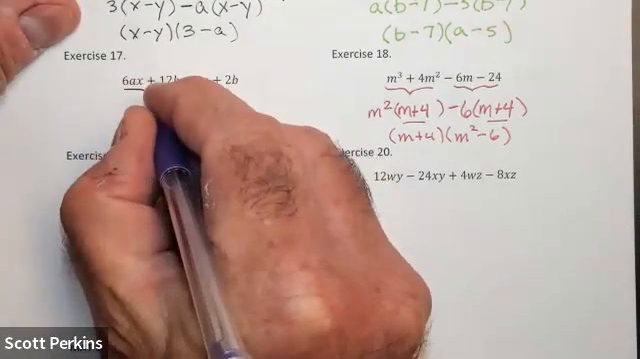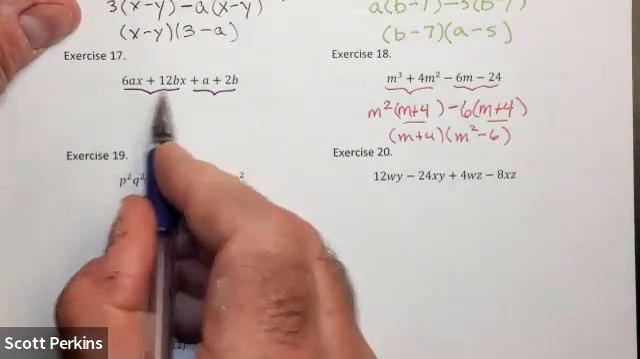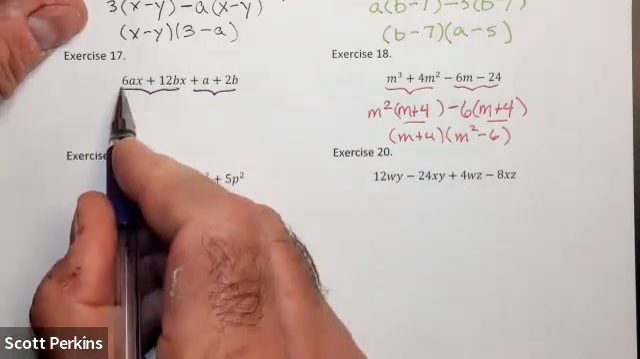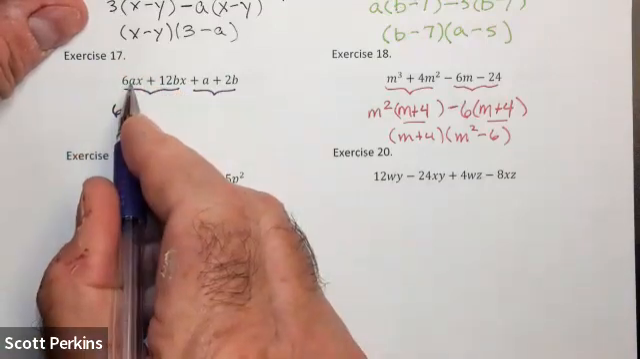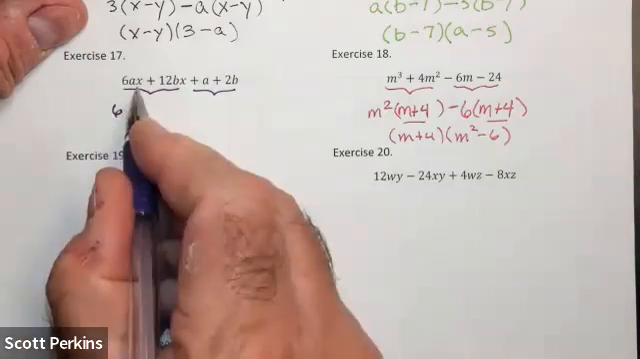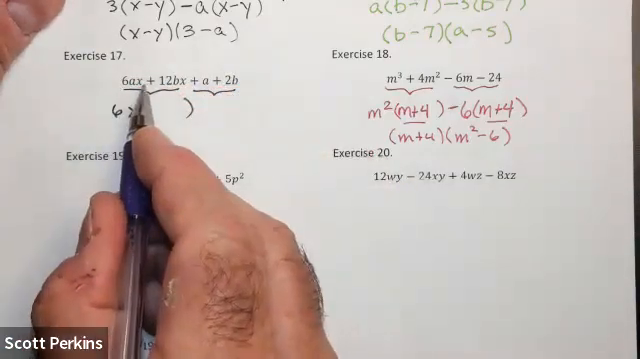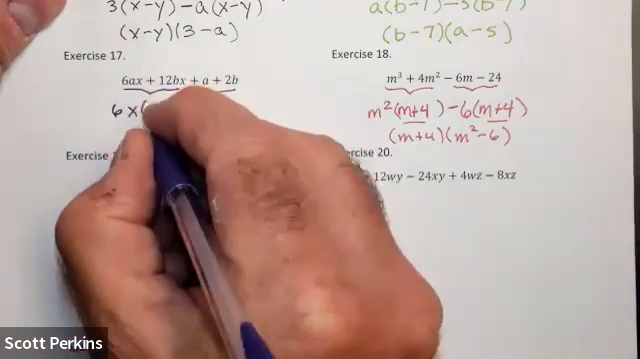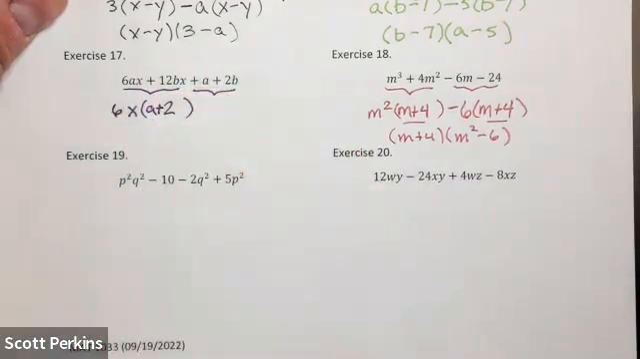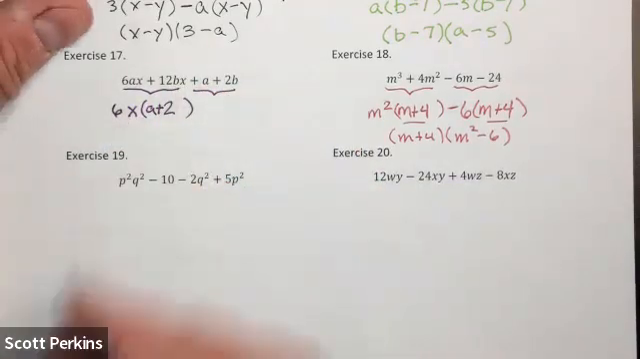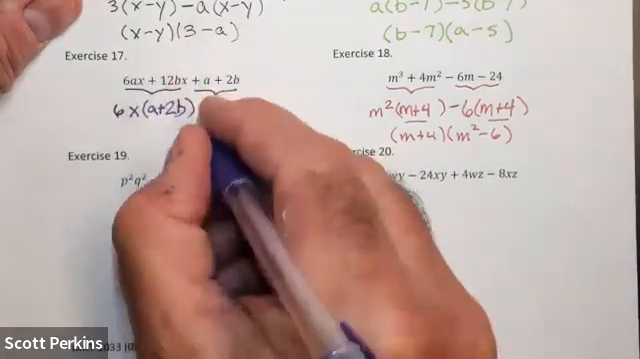So my grouping, I've got 6ax plus 12bx. 6 and 12 share a 6. a and b are different, but they both have an x. So 6ax, when I take out the 6 and the x, leaves me a. 12 divided by 6 is plus 2. And then bx, when I take out the x, leaves me b. So a plus 2b. The signs are the same, so I'm just going to put a plus right here.